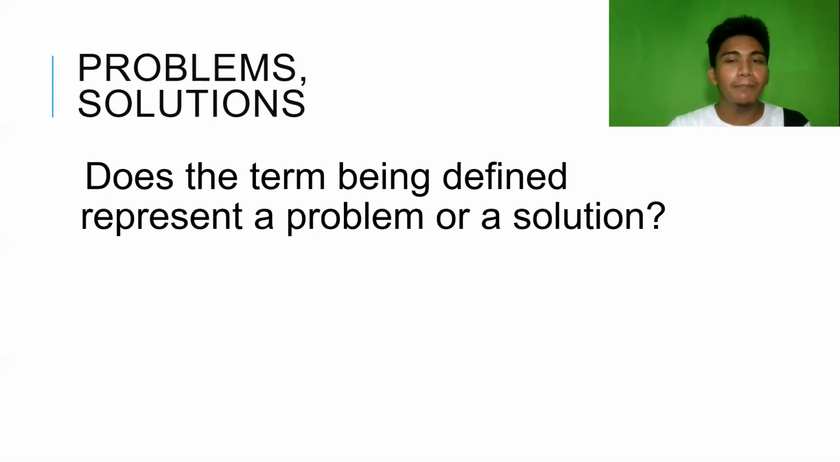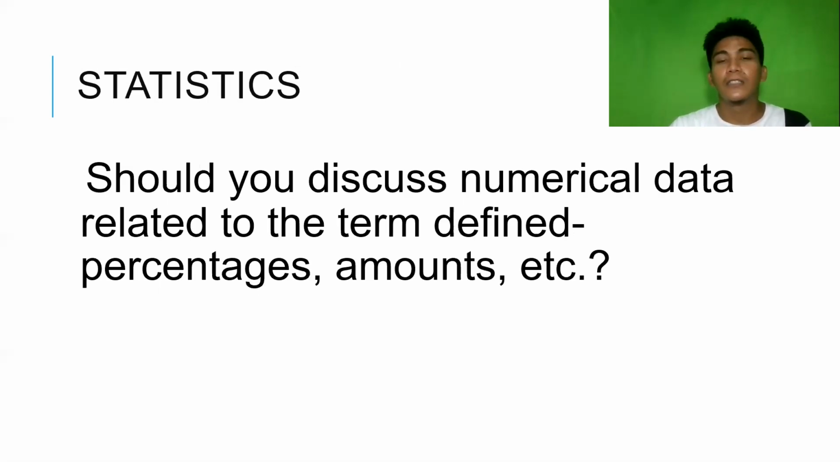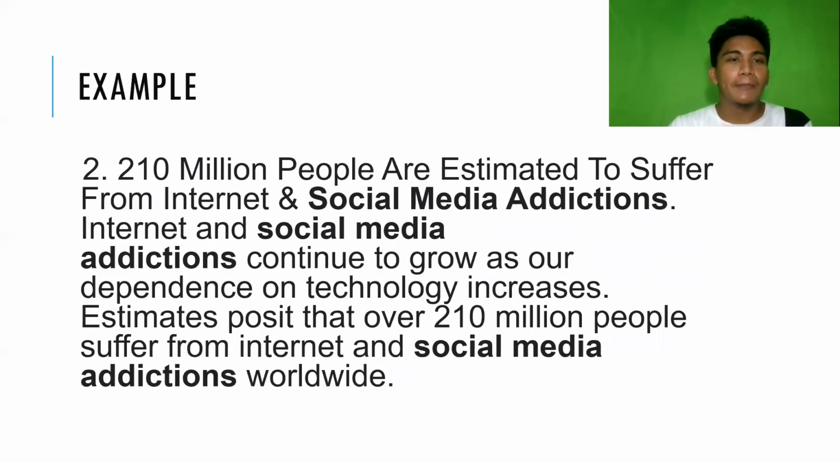Problem and solution. Does the term being defined represent a problem or a solution? Statistics: should you discuss numerical data related to the term, such as percentages and amounts? Basically, we have the numbers. For example, 210 million are estimated to suffer from internet and social media addiction. Internet and social media addiction continue to grow as our dependence on technology increases. Estimates posit that over 210 million people worldwide suffer from internet and social media addiction. So this is an example of information that can be used in research, also in having an extended definition of social media addiction.